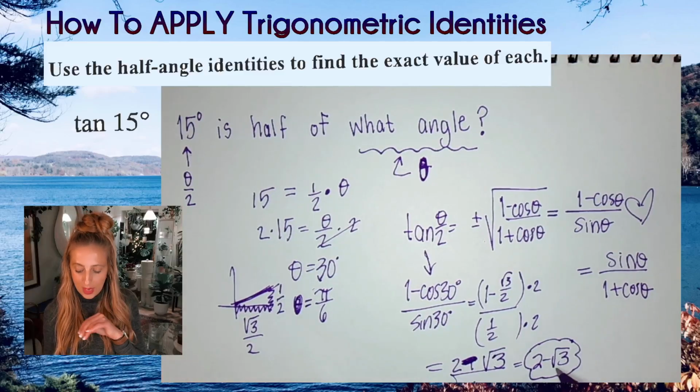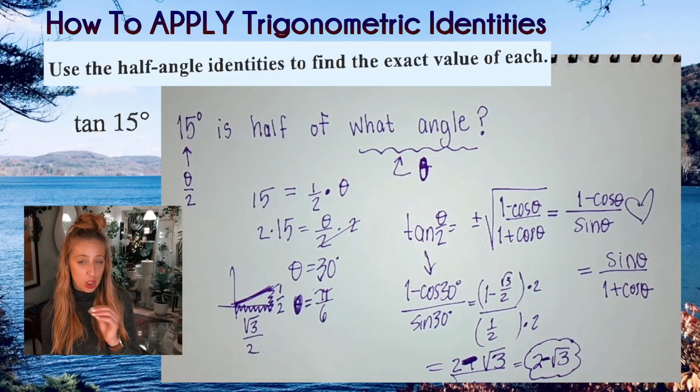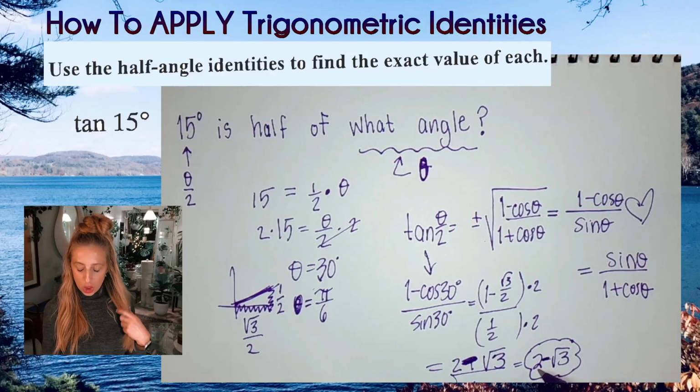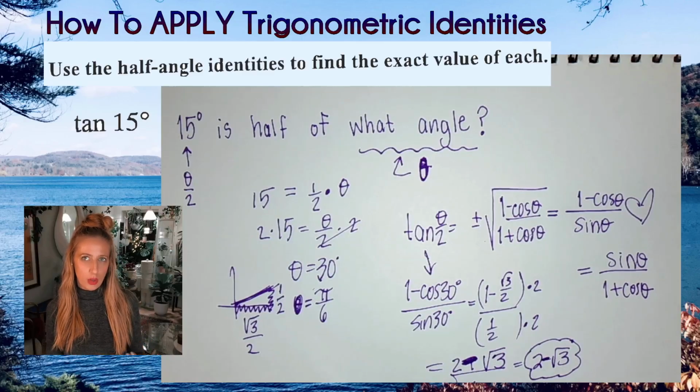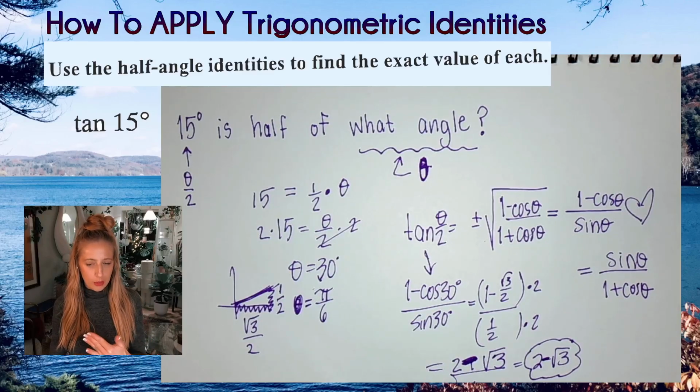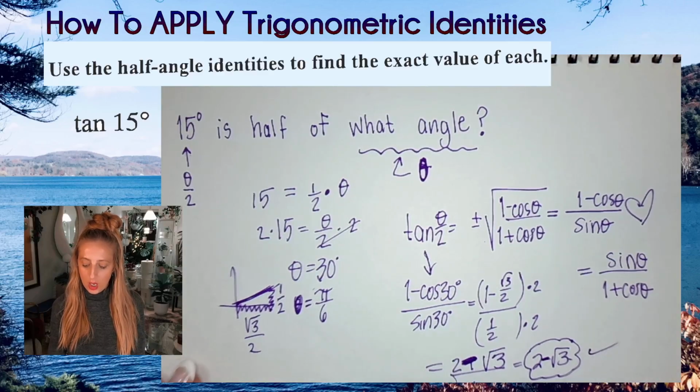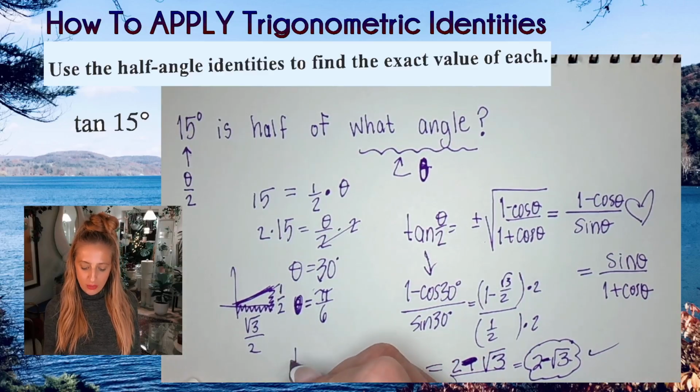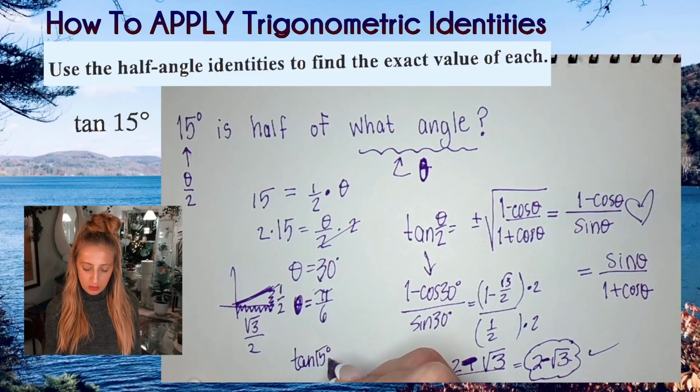Now, you might ask yourself, is that a positive or negative answer as a check? Clearly, 15 degrees is in quadrant 1, so we should get a positive answer. 2 is the square root of 4, so square root of 4 minus square root of 3. Is that positive or negative? It's positive. So we are good to go. Final: tan of 15 degrees equals 2 take away root 3.